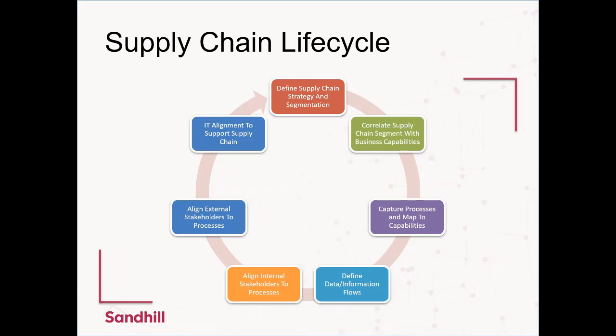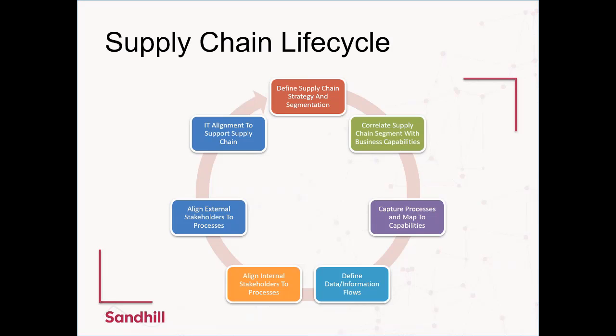Now, the same goes with aligning the processes to the external stakeholders. What we mean by that is, what processes are going to be the points at which we're going to share information with our external suppliers? And not just the information, but is there any active participation between ourselves and them, where we need to work together to deliver and execute the supply chain?